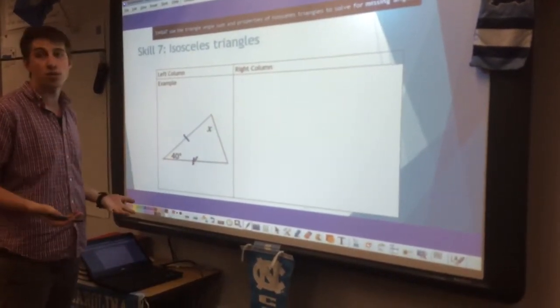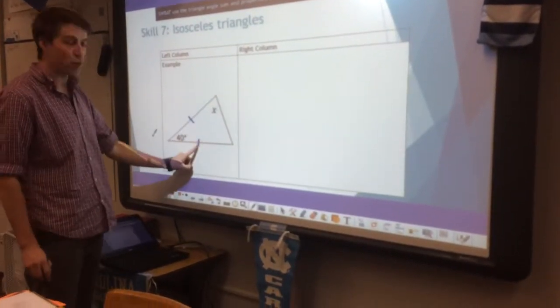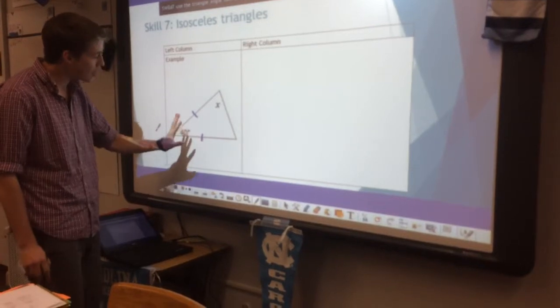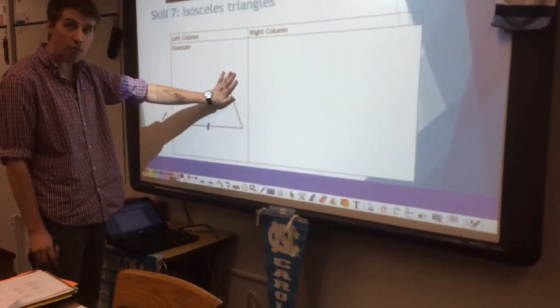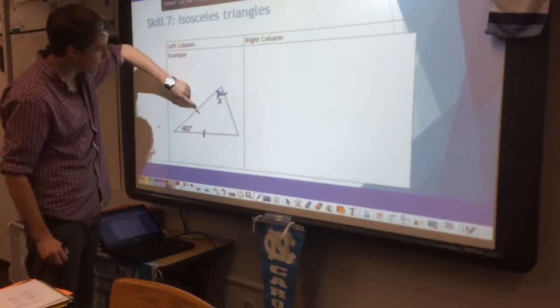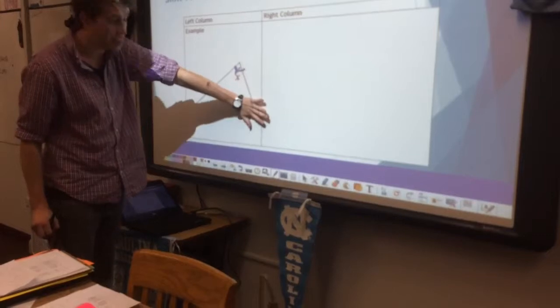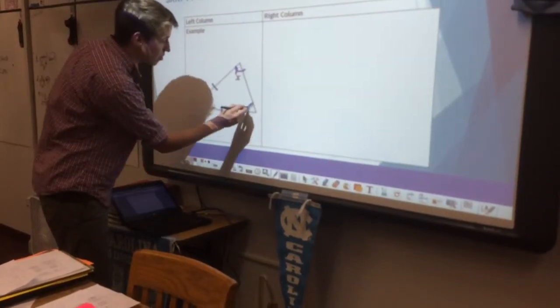The way I also like to decide which two angles are congruent is by starting on the congruent side, and you can go across the whole triangle to the opposite angle. That's one of your congruent angles. I'm going to start on the other congruent side, go across the triangle, and find the other opposite angle.